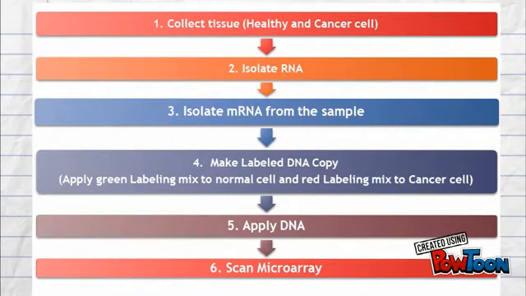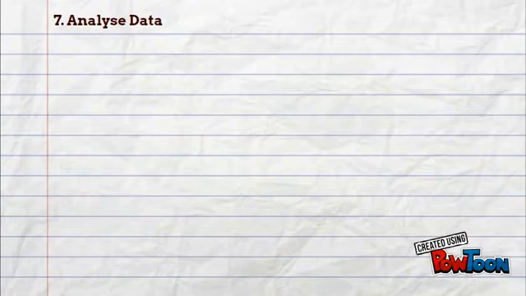First, collect the tissue from both healthy and cancer cells. Then, isolate the RNA from the collected tissue. The mRNA from the tissue sample is then collected. The DNA copy will be labeled by using different dyes. The green dye will be applied to normal cell, meanwhile the red dye will be applied to the cancer cell. After that, apply DNA on microarray and scan it. Lastly, the data will be analyzed.